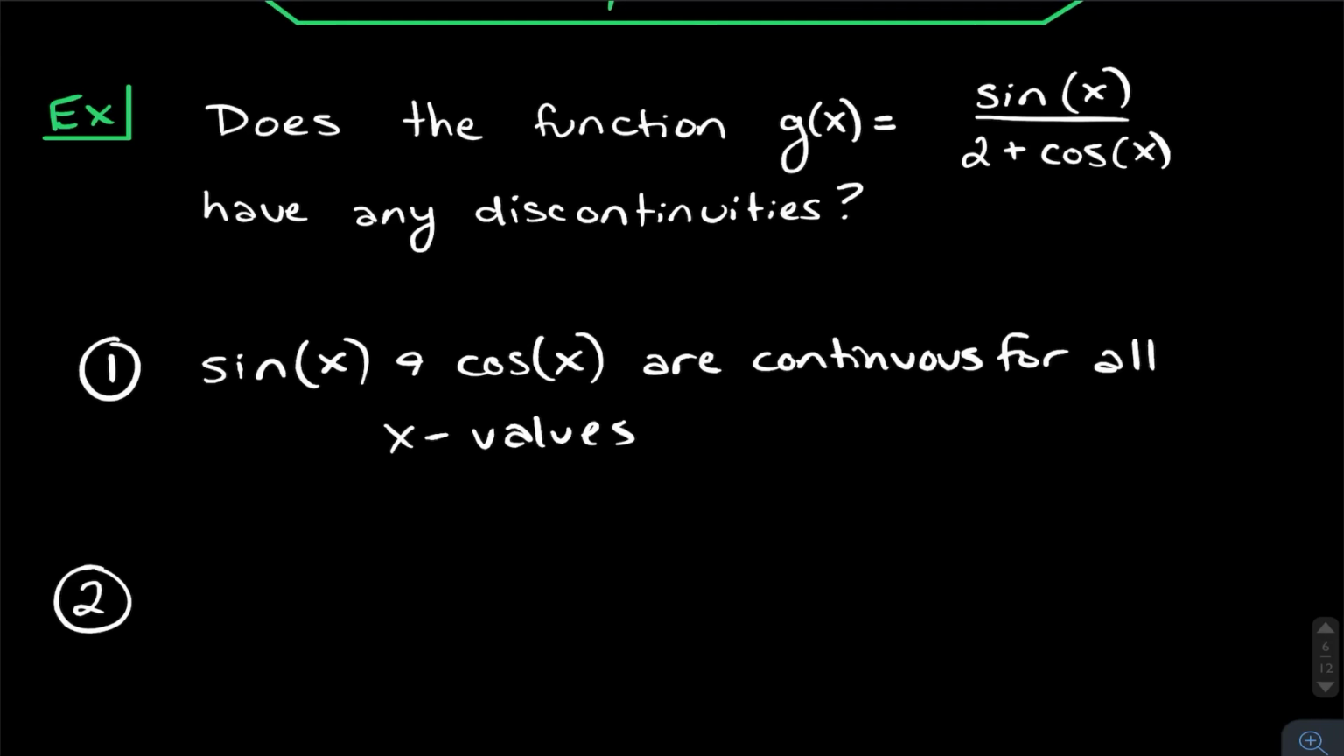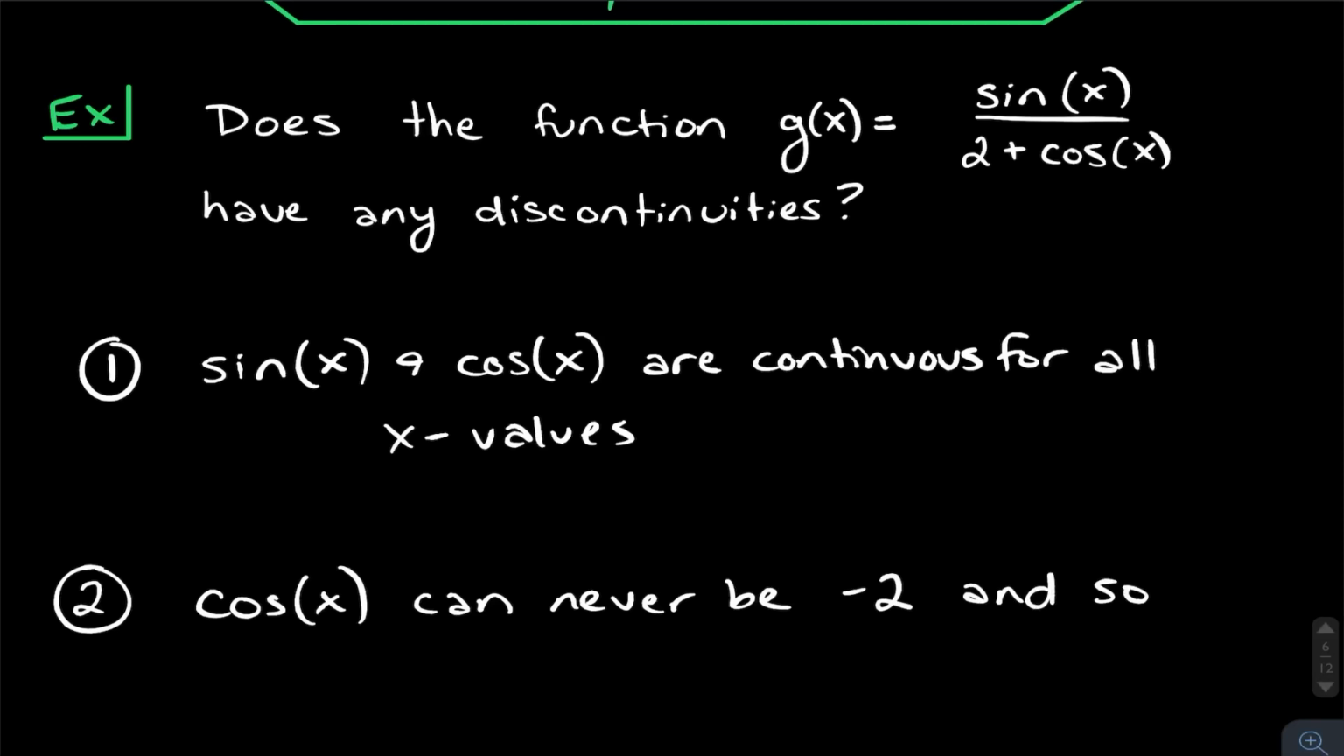Okay, so let's write that down. Cosine of x can never be -2, and so the denominator can never be 0, right?